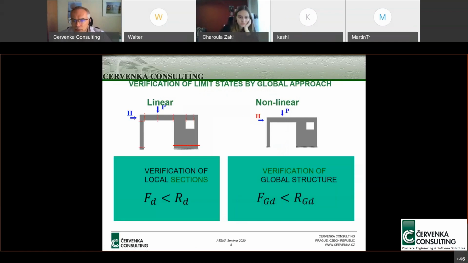So now let's also open the chat window so that I can see if there are any questions.